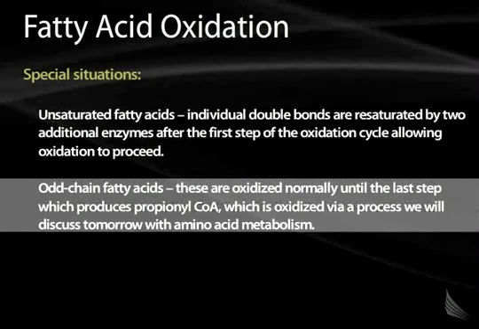The other thing that we can deal with is odd-chain fatty acids. Not all fatty acids come in multiples of 2; especially fatty acids that are found in plants may have odd numbers of carbons in them. So what happens in this special situation is that these odd-chain fatty acids are oxidized until the last step, which produces a molecule of propionyl-CoA, a 3-carbon fatty acid, essentially. And this is oxidized via a process we'll discuss later in amino acid metabolism.